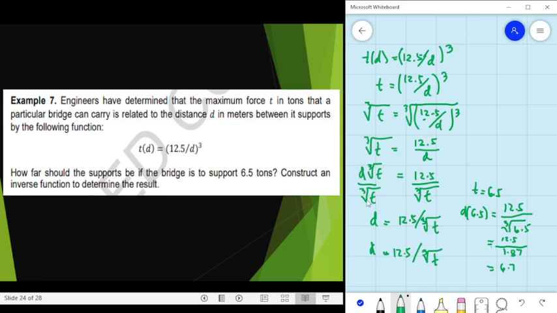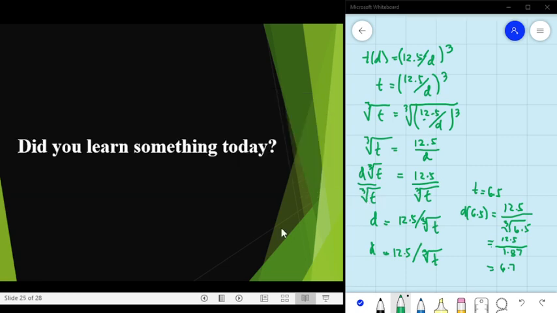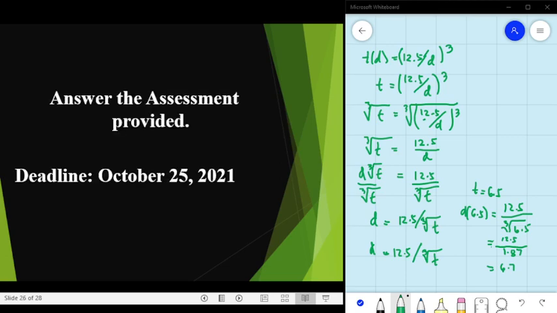Okay, understood? So did you learn something today in our discussion? I hope so. So what you are going to do is to answer the assessment provided, and the deadline for that will be on October 25, 2020.